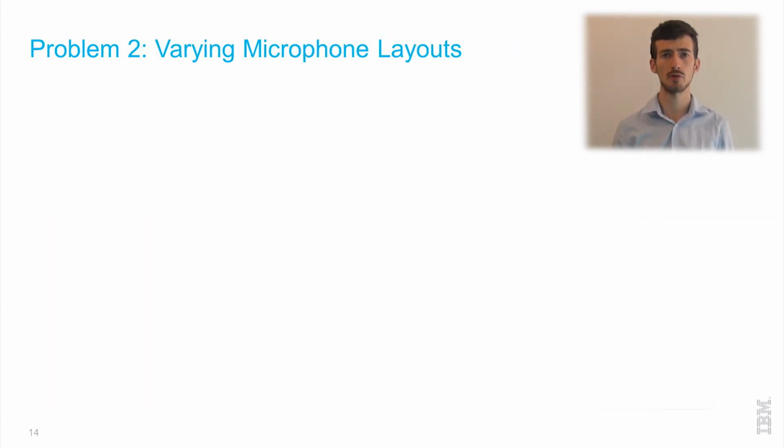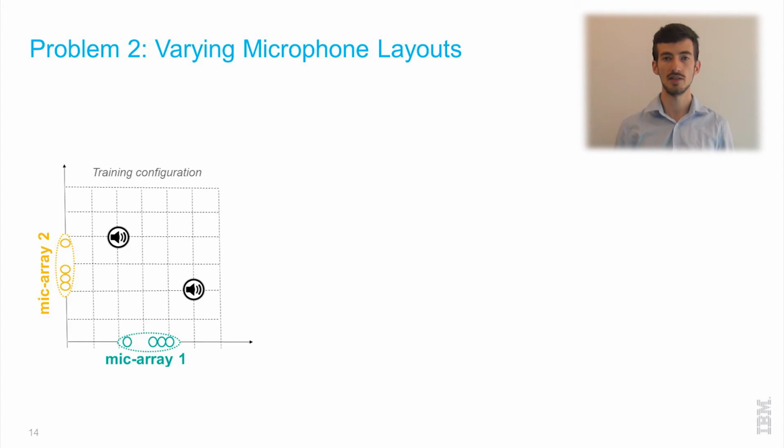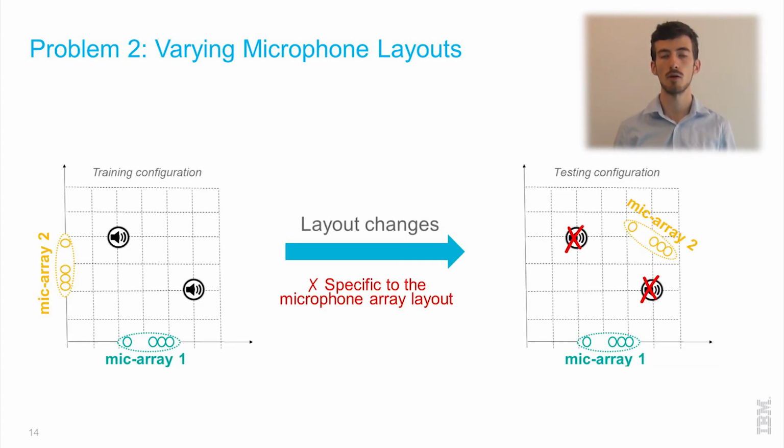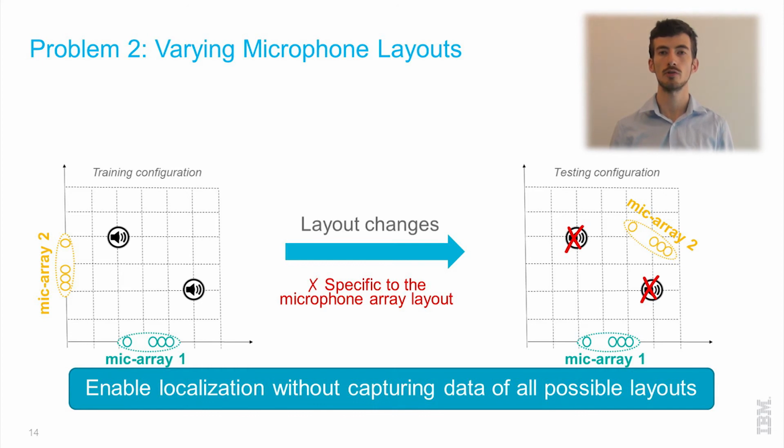The second problem we wish to tackle is the generalization to microphone layout configurations. Indeed, if a model was trained on a fixed configuration, it will not be able to localize sources if we change this configuration. We propose a solution to enable localization without having to capture data for all possible layouts.